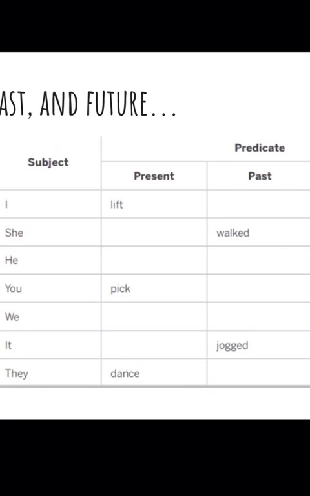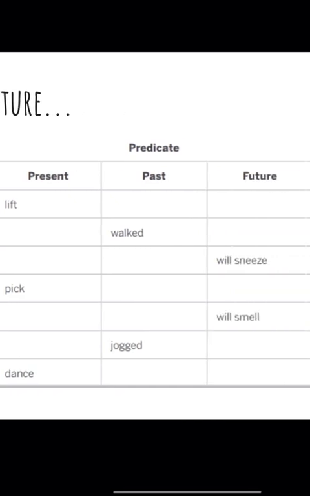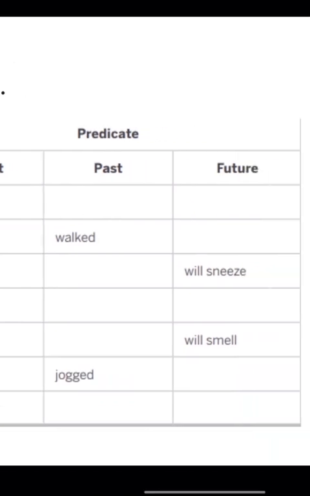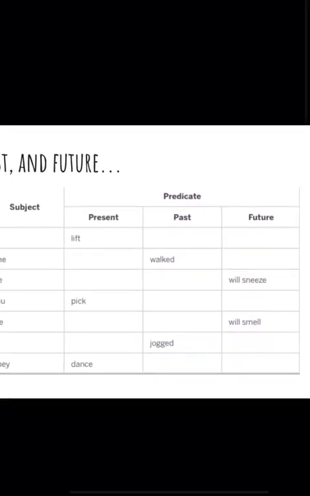If you said lifted, you are correct. So that is going to go right in the square underneath past. And how about future? Will lift is correct. You're going to add in that word will.